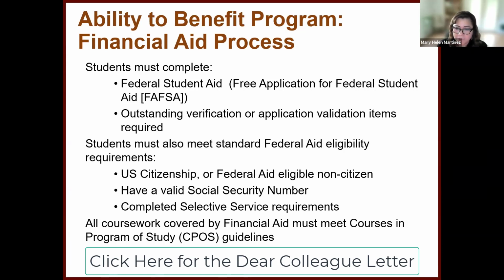So the bottom link is that Dear Colleague letter that was issued in 2016 that describes the entire ability to benefit. Just some background on ability to benefit for those that are my age. It had started way back when, I think in the early 90s, if I recall, and then it stopped in 2012. And then it was brought back in 2015, 2016, and so that's what we're seeing now.